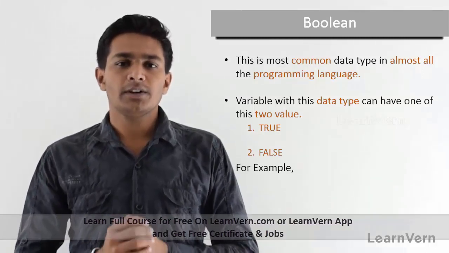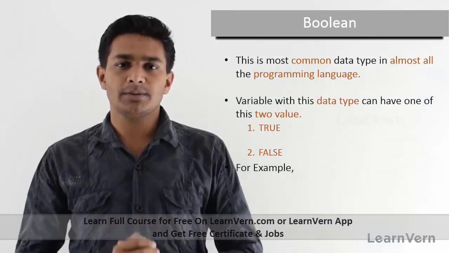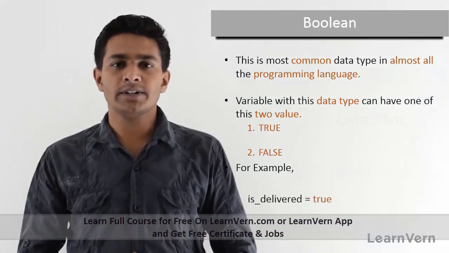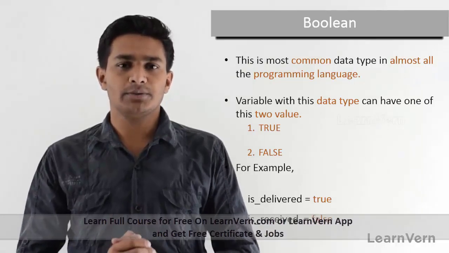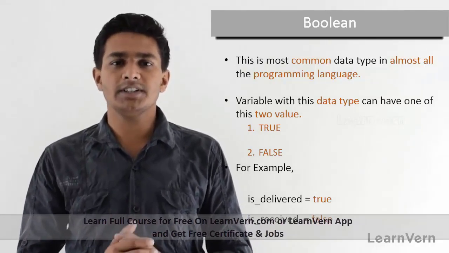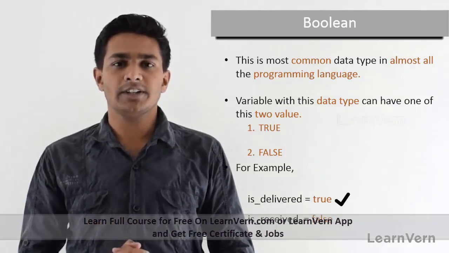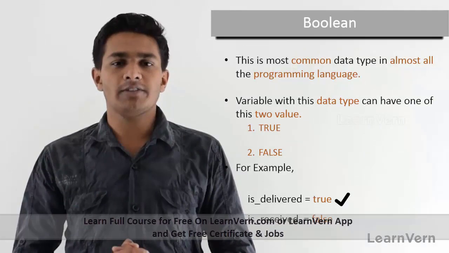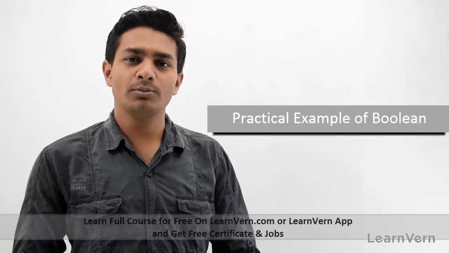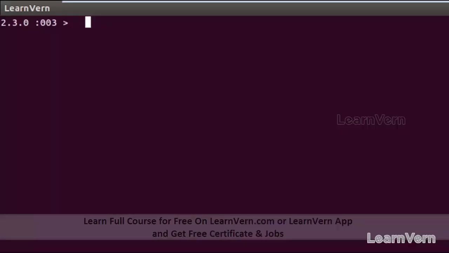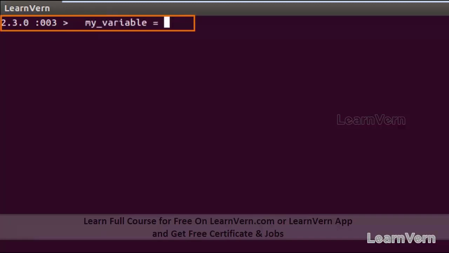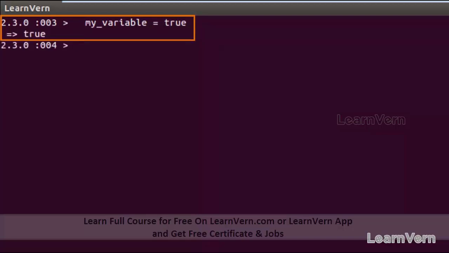Here in the example, we can see I have created two variables. First one is delivered and second one is received. The first variable, delivered, is having value true, and the second variable, received, is having value false. Now we will see practical examples of boolean. Let's create one variable, my variable, and assign one value, true. So here my variable will be created as a boolean.